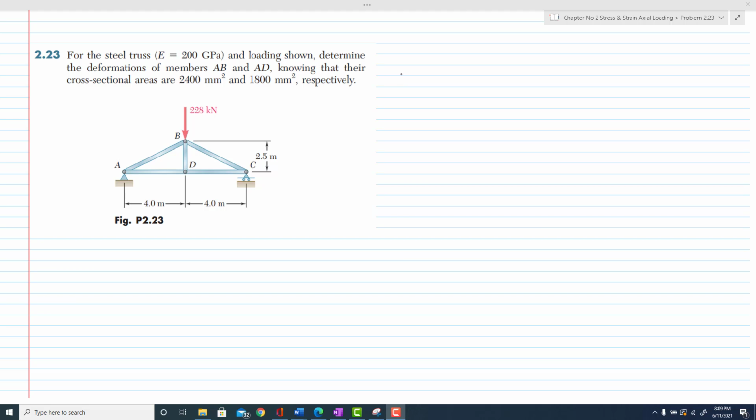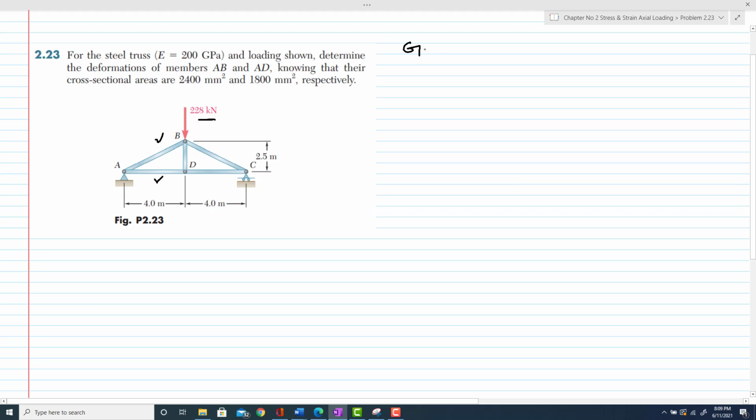Let's start with problem 2.23. The statement of the problem is that for the steel truss shown in the figure, the modulus of elasticity is 200 gigapascal and the load is shown. So this is a truss and this is the load at point B, given as 228 kilonewton. Clear? So you have to determine the deformation of AB and AD, knowing that their cross-sectional areas are 2400 millimeter square and 1800 millimeter square.